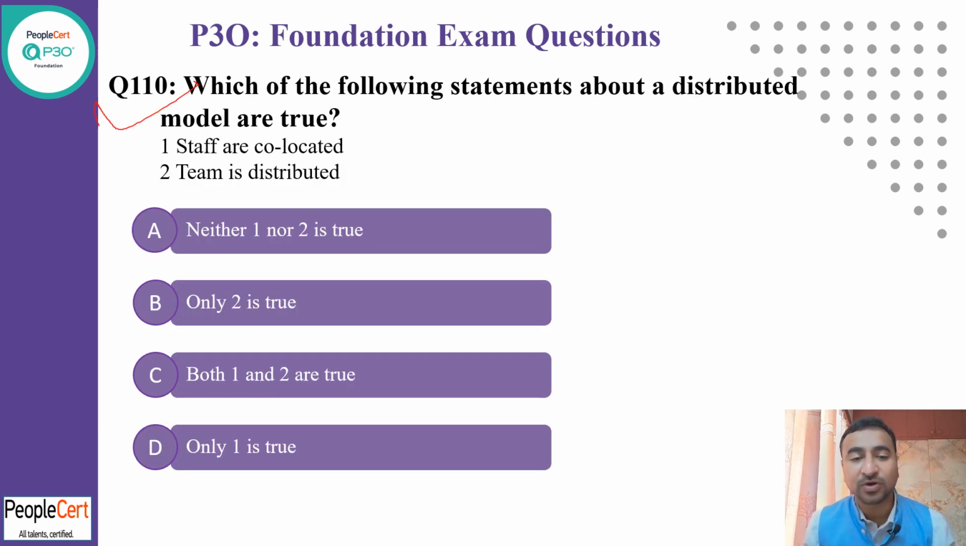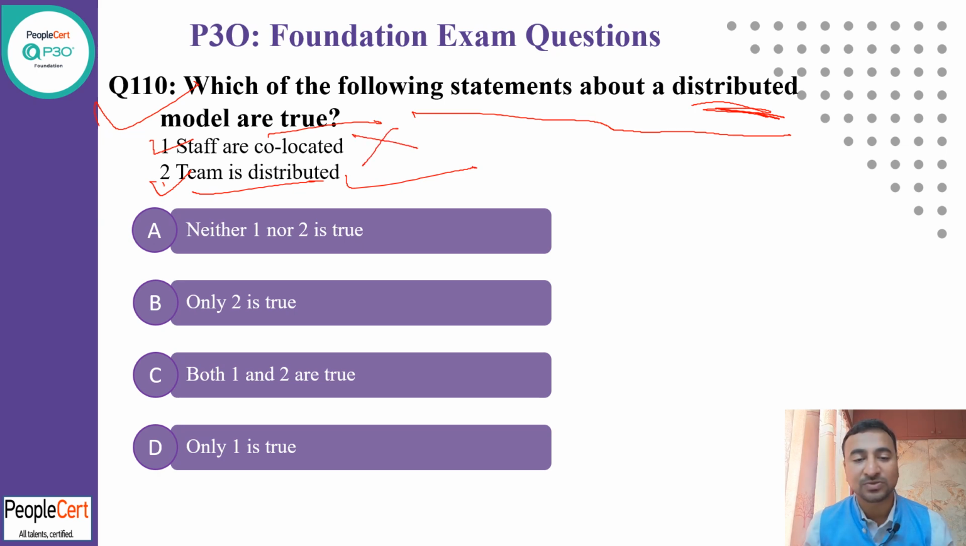Question 110 says which of the following statements about the distributed models are true? Option 1, staff are co-located. Again, it's related to the distribution, so it's not the correct answer. Option 2, team is distributed. So I believe 2 is correct, 1 is not correct. So only 2 is the correct answer. B seems to be the most correct answer.